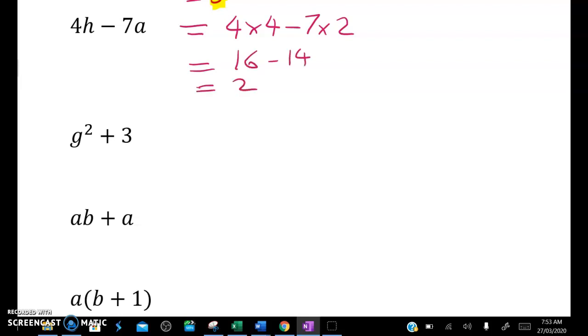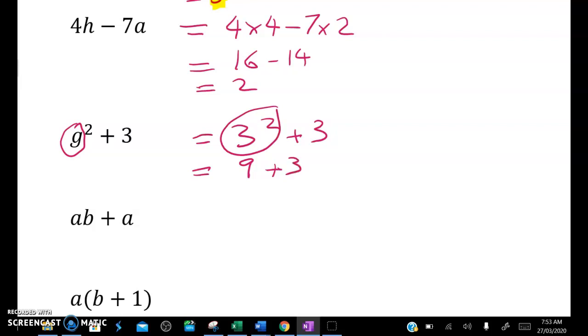G squared plus 3. Right, so what's G? G is 3. 3 squared plus 3. See, I've just taken the letter and I've substituted the number. So following order of operations, the first thing I do here is do the exponent calculation, 9 plus 3, which equals 12.